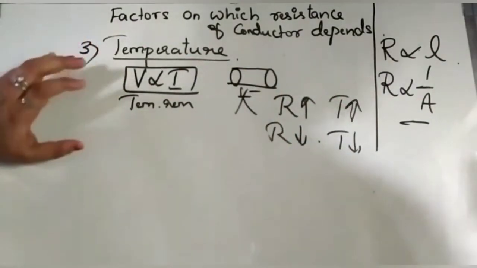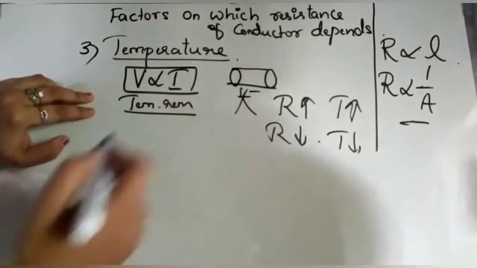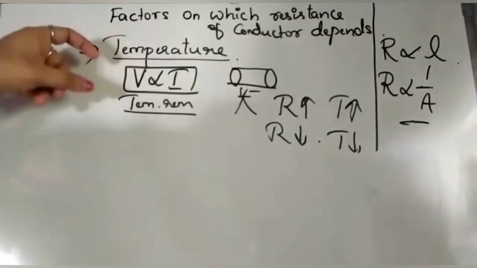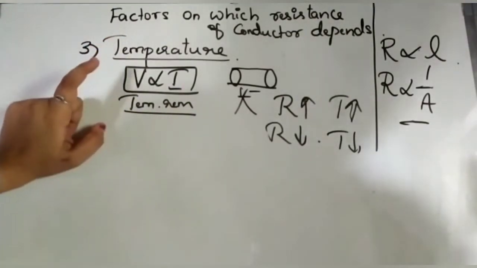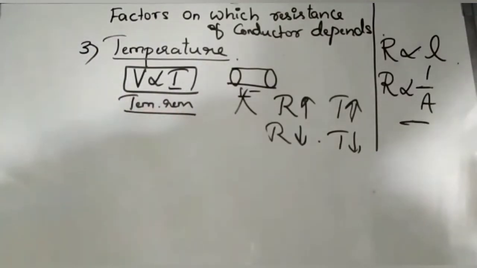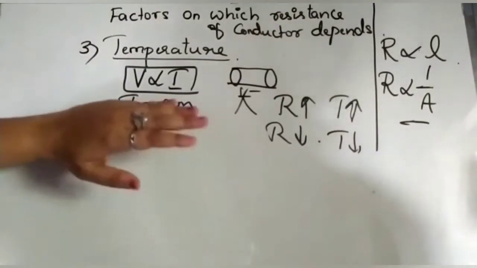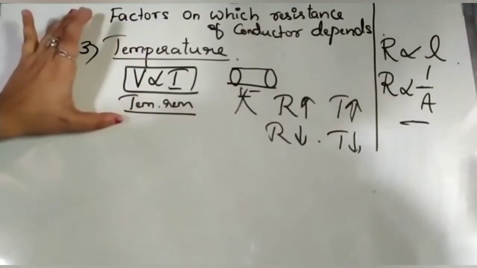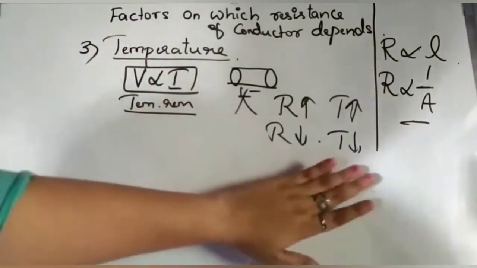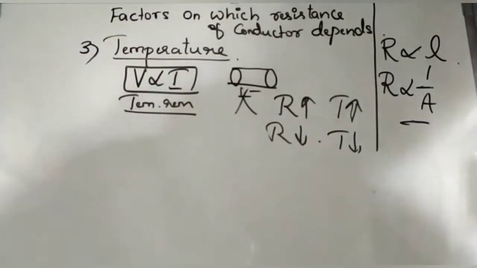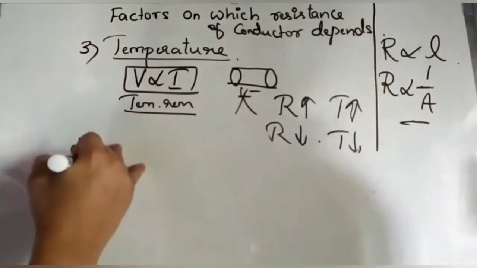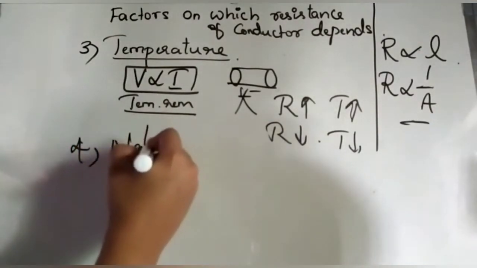So that is why we have to mention in Ohm's law that the temperature must remain the same. Only then can we say that the resistance is constant, because resistance also depends upon the temperature of the material.